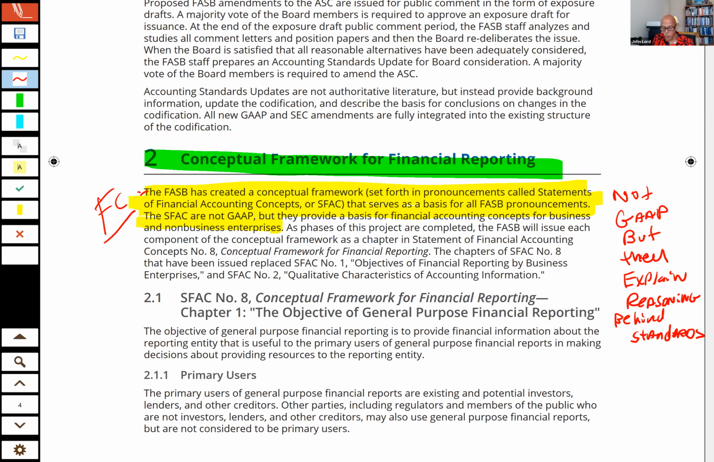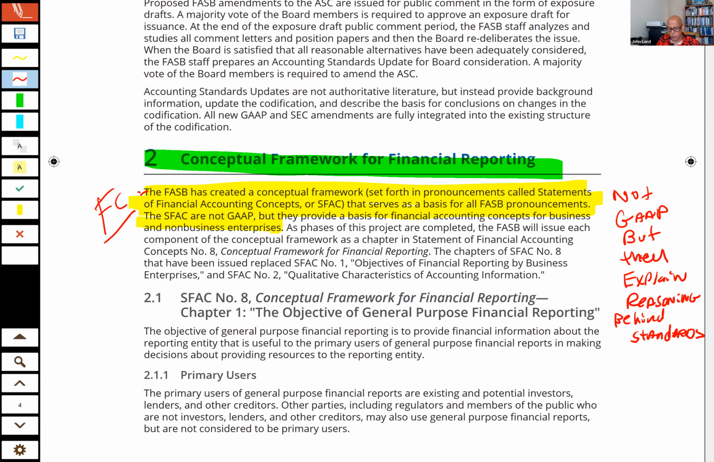No, they explain the reasoning behind GAAP. So when I put FC like that, guys, that's indicating to you that I want a flashcard. So what you should do is put a quick question on the blank side of a card. Now, maybe in the predetermined flashcards that Becker has provided you as part of your course materials, that flashcard is already there. You don't have to remake it.